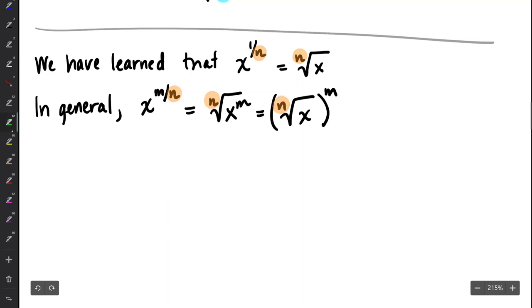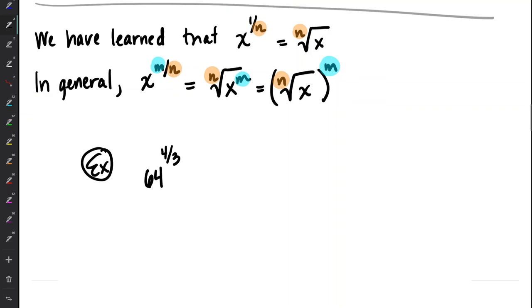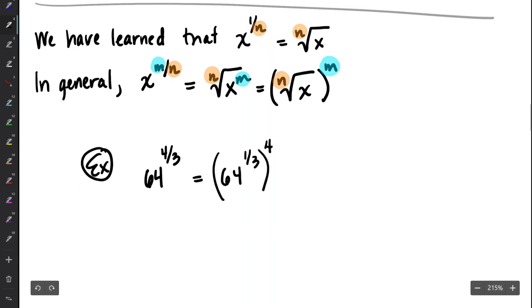You have an option of taking the nth root of x to the m, or first taking the nth root and then raising something to the nth power. So let's do a couple little examples, and then we'll go ahead and do problem number 8. All right, so let's investigate what 64 to the 4/3 power is. Now, one way of thinking about this is that this is 64 to the 1/3, and then all to the power of 4.